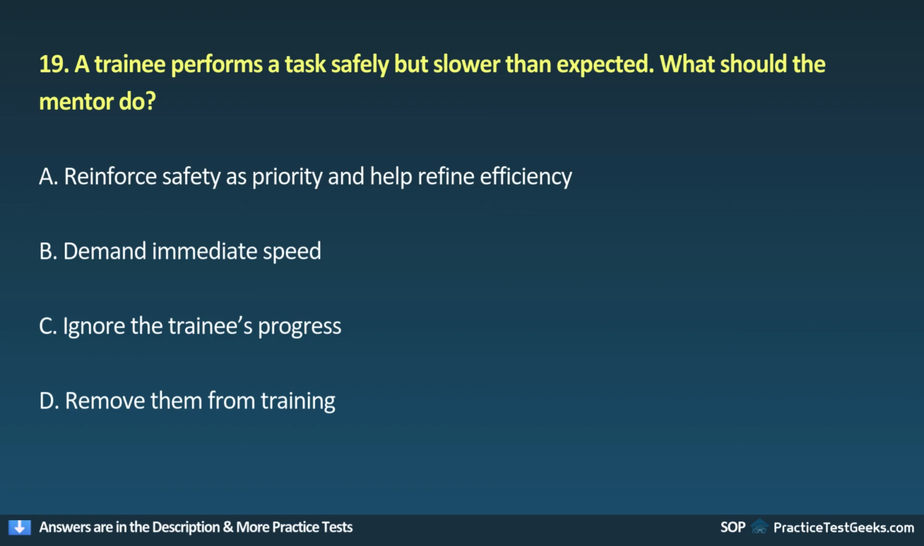19. A trainee performs a task safely but slower than expected. What should the mentor do? A.